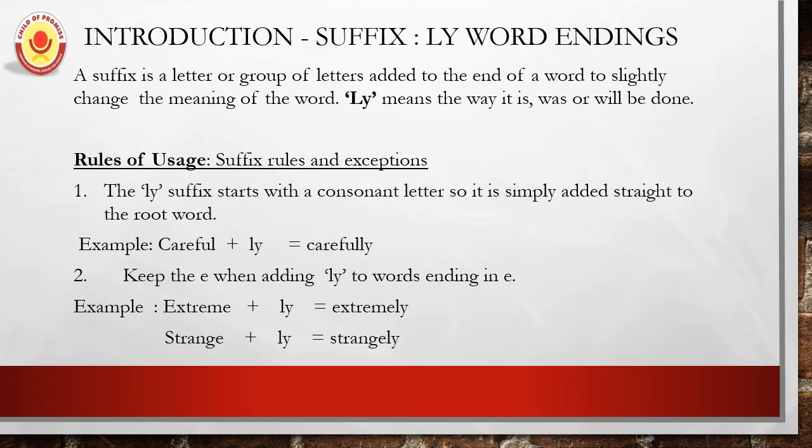Alright, now let's look at the second rule. Keep the E when adding ly to words ending in E. In other words, when words end in vowel E, don't remove that E, you leave it as it is. You simply add the ly to that word. We have examples in front of us. We have extreme. Extreme plus ly becomes extremely, right?